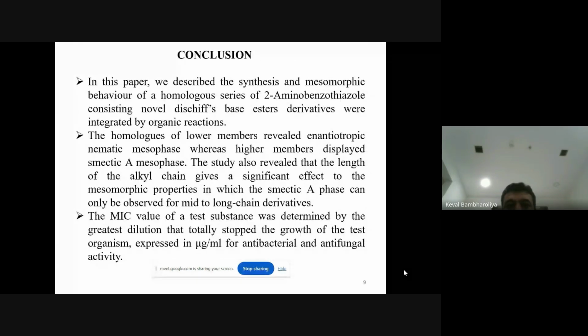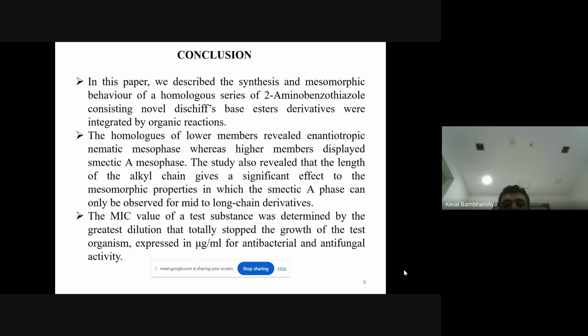Conclusion. In this paper, we describe the synthesis and mesomorphic behavior of a homologous series of 2-aminobenzothiazole consisting of novel Schiff base ester derivatives integrated by organic reaction. The lower members of the homologous series revealed anisotropic nematic mesophase, whereas higher members display the smectic mesophase. The study also revealed that the length of the alkyl chain has a significant effect on the mesomorphic property, in which smectic F phase can only be observed in mid to long-chain derivatives.